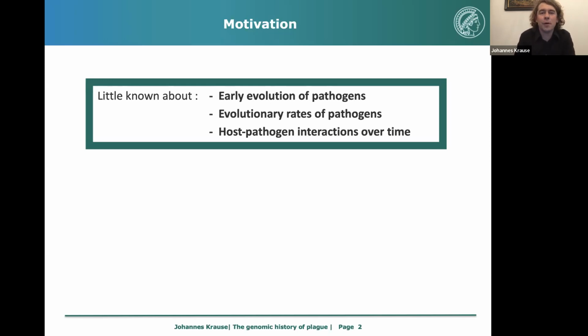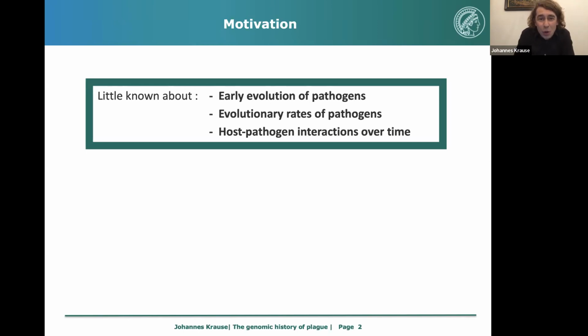So where did they come from? What was the zoonosis that first gave rise maybe to tuberculosis or plague? And how did they change through time? What's the mutation rate? What's the evolutionary rate? What's the host-pathogen interaction? So how did they adapt to mammals or to humans? And how did humans maybe adapt to them?